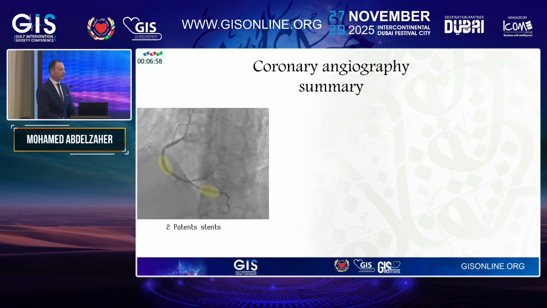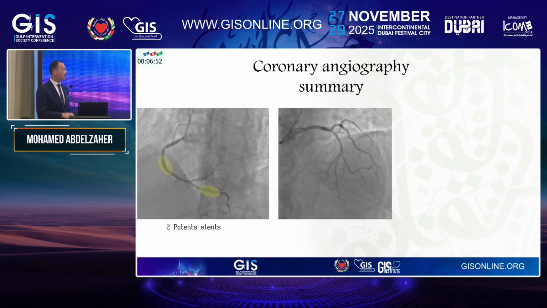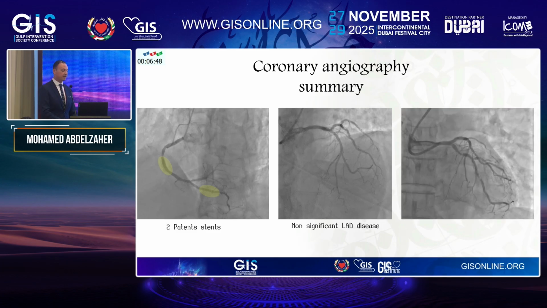So we found that the two stents of the RCA from 2017 are still patent, which is good. LAD had diffuse disease, but no significant lesion, and it seems that the culprit is in the circ. The patient had two previous stents in the circ. The proximal one has some in-stent restenosis, but the distal one showed more significant disease. And remember, this is a 15 years old stent.